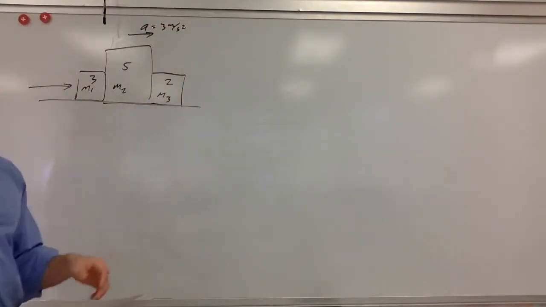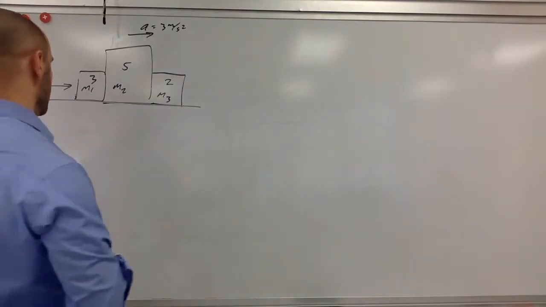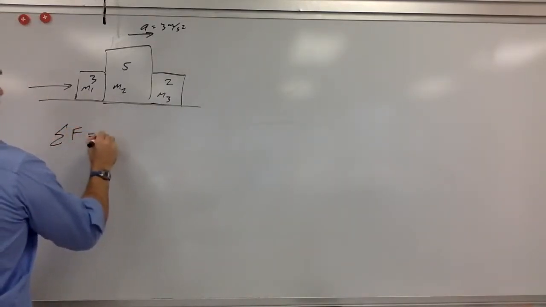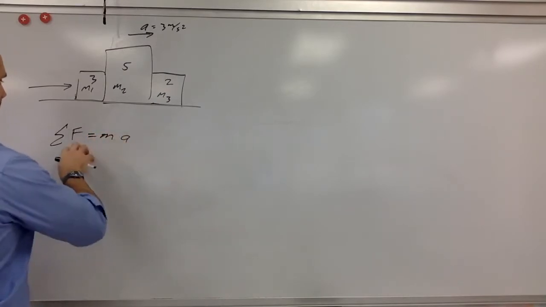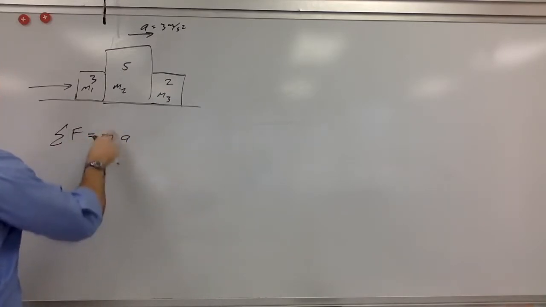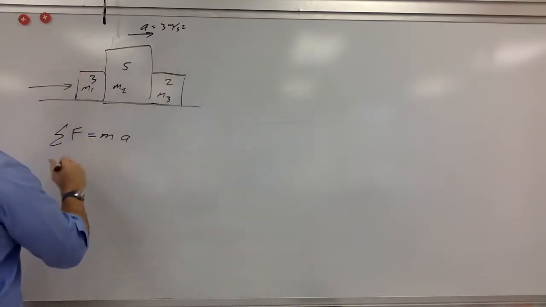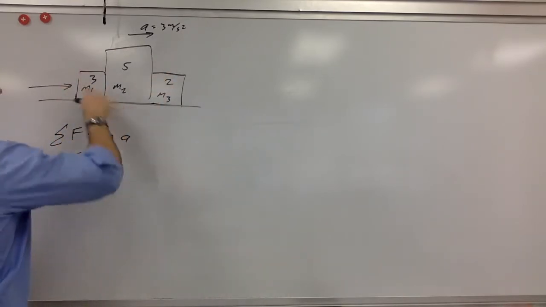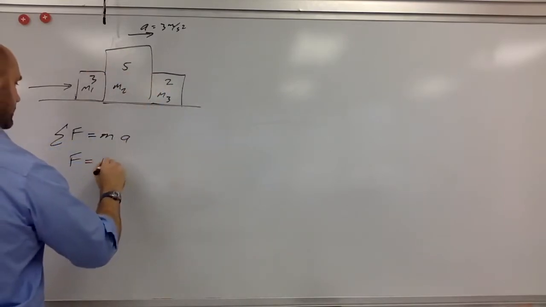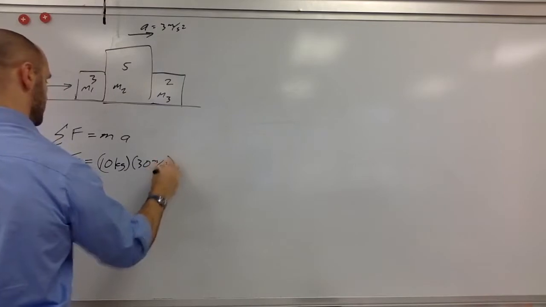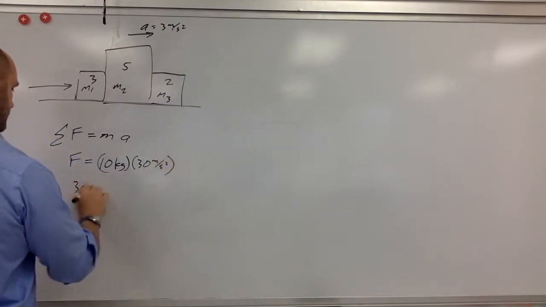Okay, so how do I find what the applied force is? Well, again, sigma F equals ma. So what is the total mass that's accelerating here? Because this force is accelerating that whole thing. So F is this total mass, which is 10 kilograms, times 3 meters per second squared. And so the force is 30 newtons.